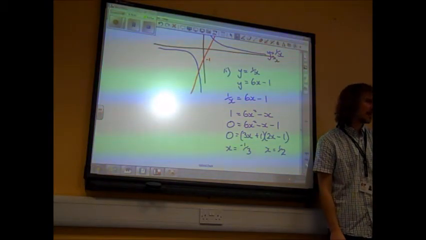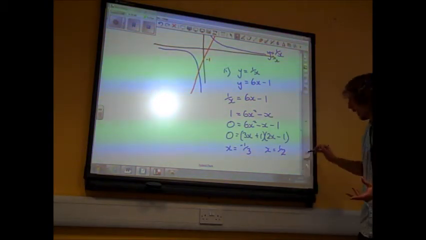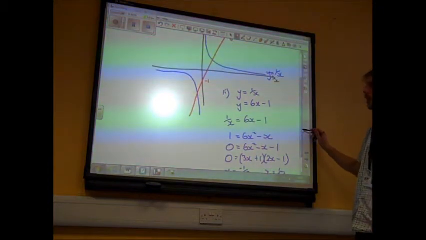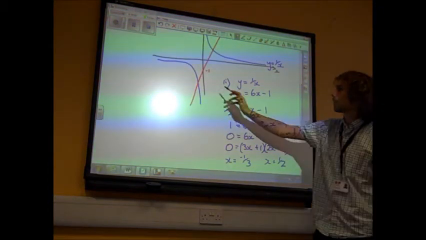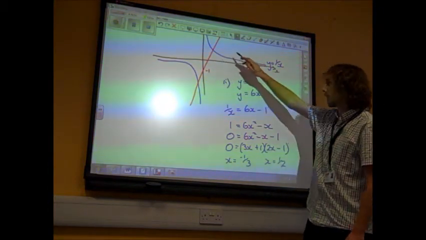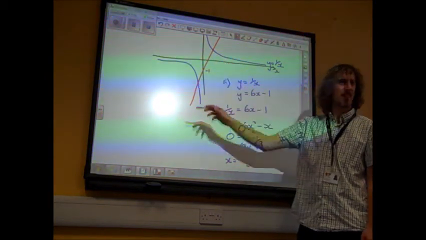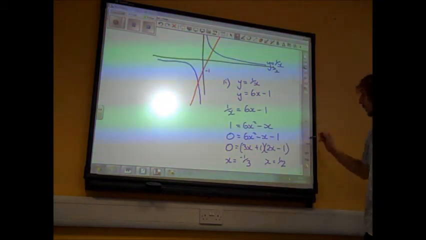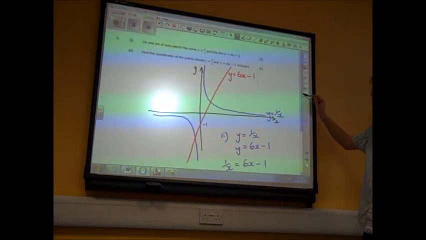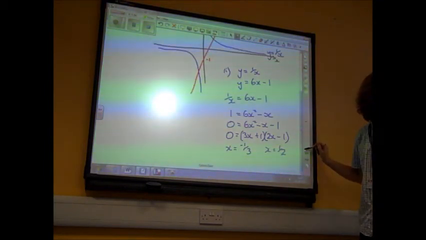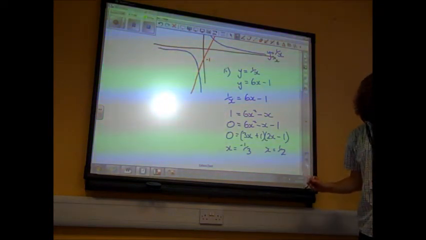Does this feel like a sensible answer, given that we drew a graph? Well, it does, doesn't it? It looks like one of the roots is negative and the other one is positive, and that one looks a bit closer to the y-axis than that one did, so it's looking okay. The question said, find the coordinates, so we're not there yet, are we? What do we have to do to finish it off?